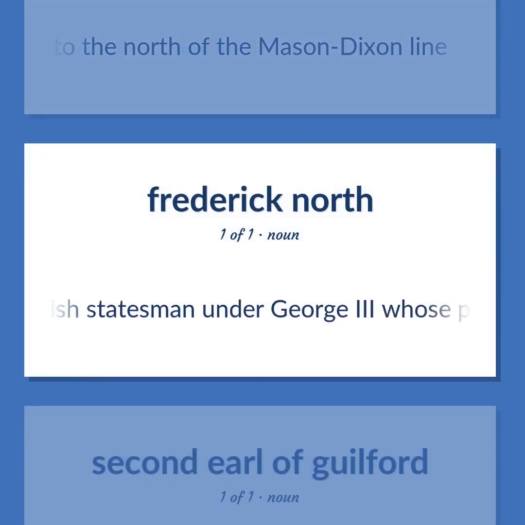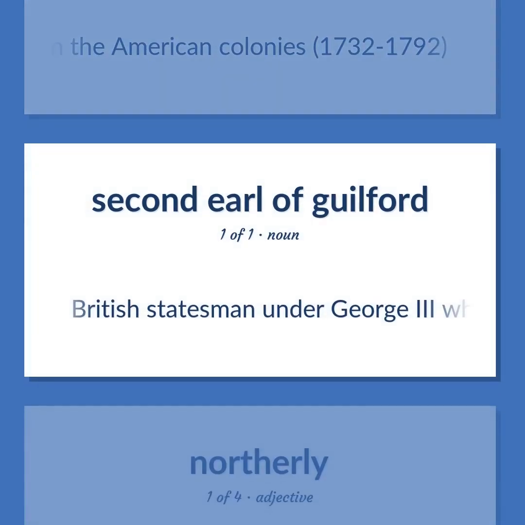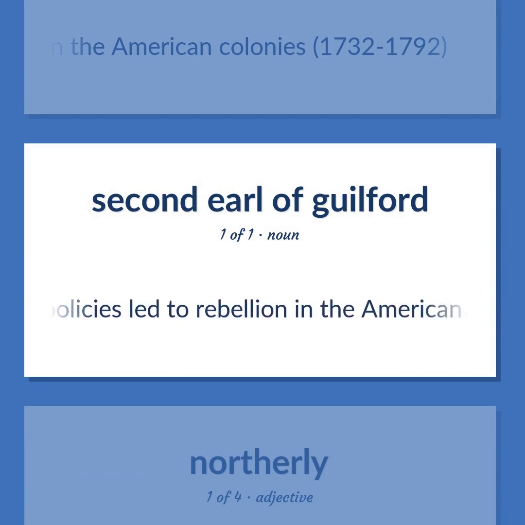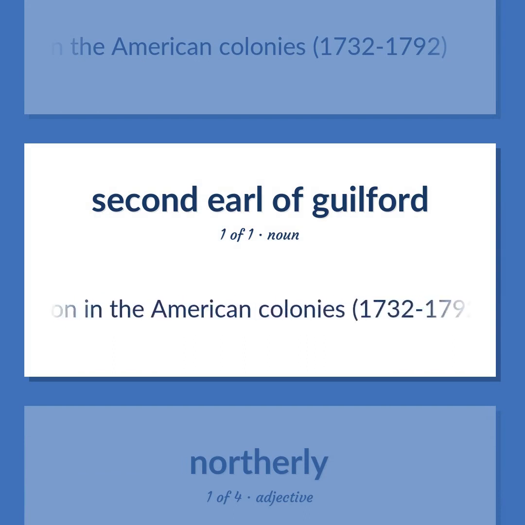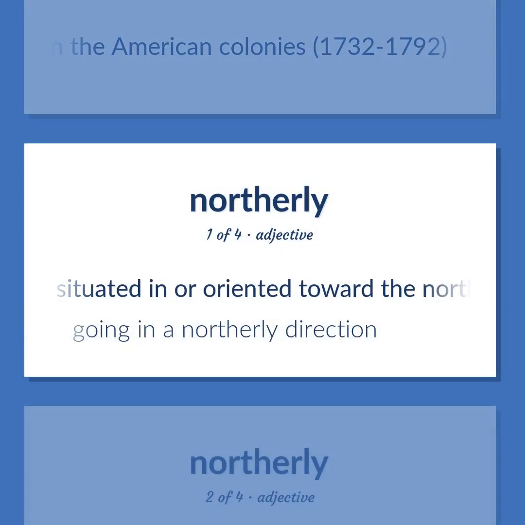British statesman under George III whose policies led to rebellion in the American colonies, 1732 to 1792. Situated in or oriented toward the north. Going in a northerly direction.